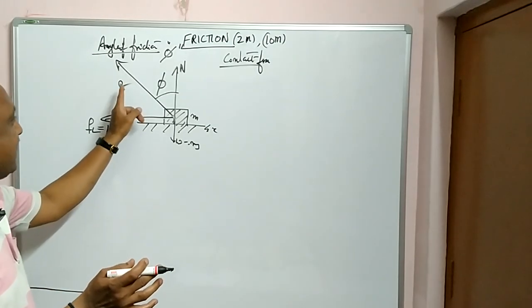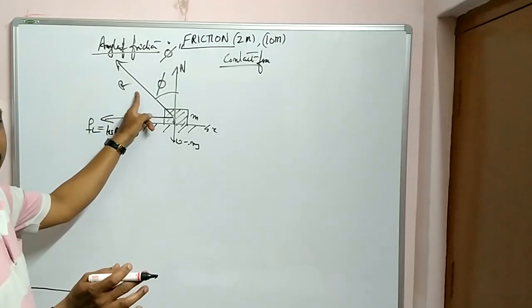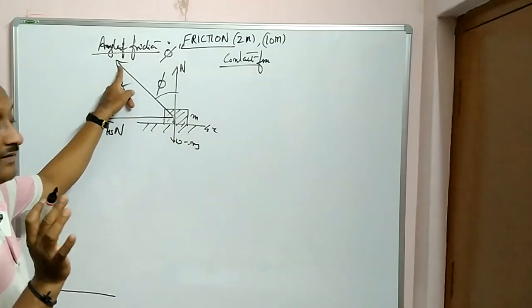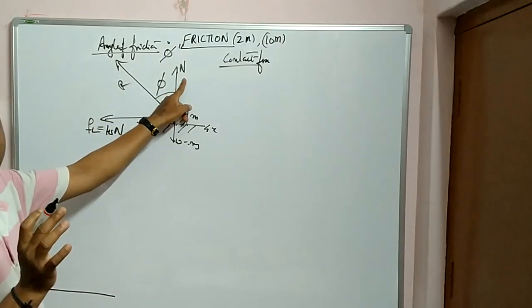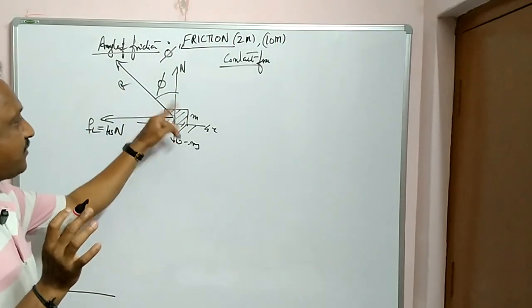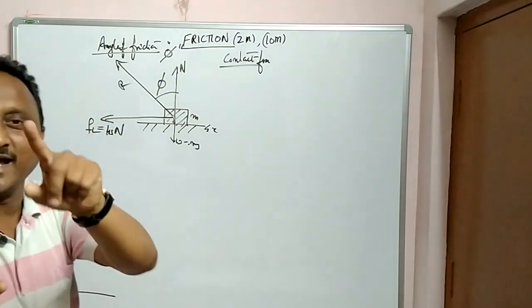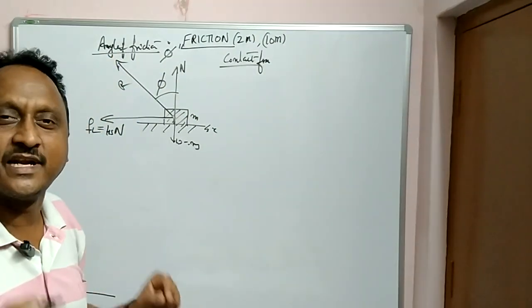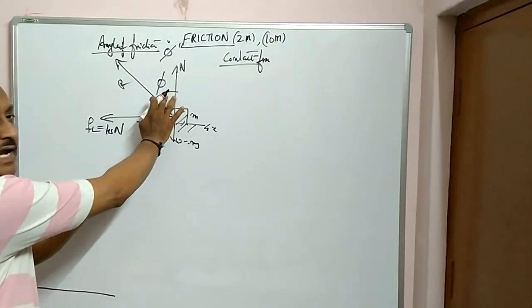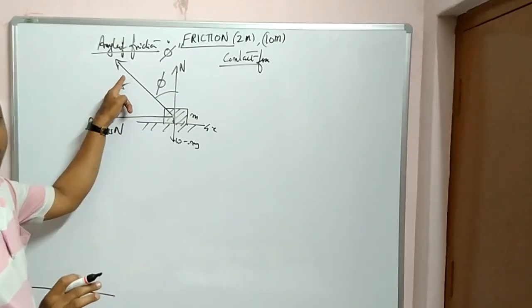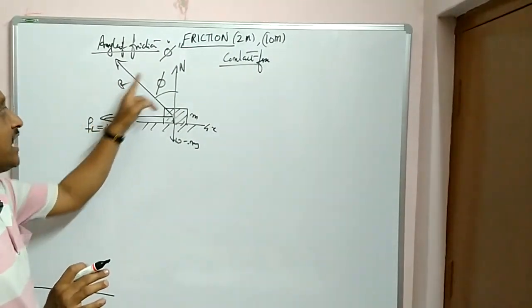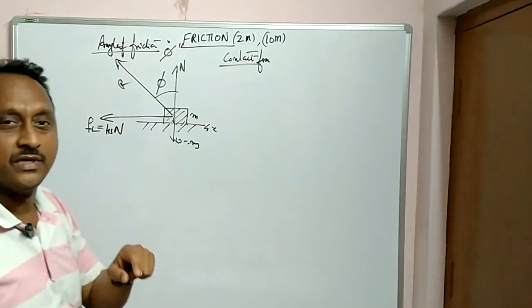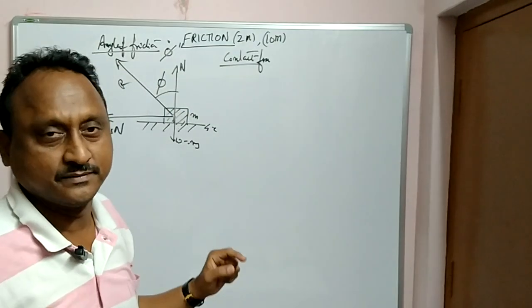So here, you can see this is the resultant of the limiting friction and the normal force, and this resultant makes some angle with the normal force. That angle is called the angle of friction. Do you understand? What is the angle of friction? The angle made by the resultant of the limiting frictional force and the normal force with the normal force. That is called the angle of friction.